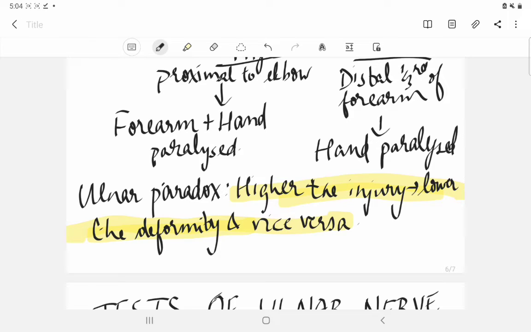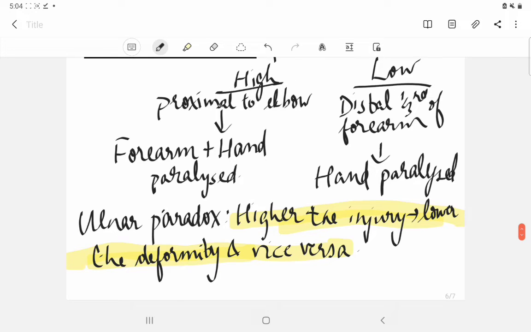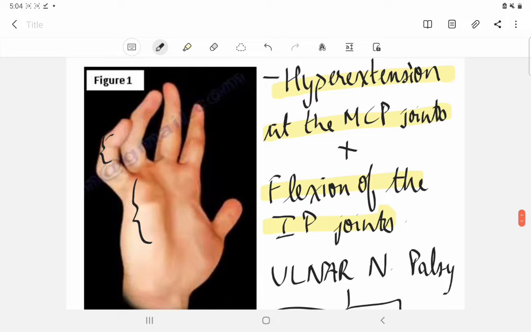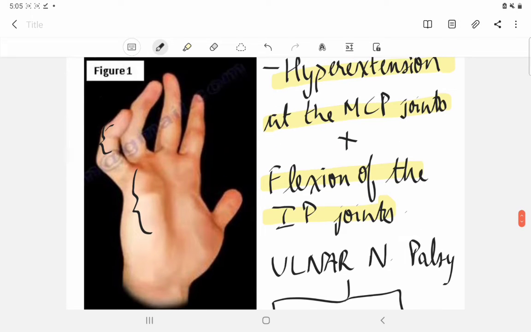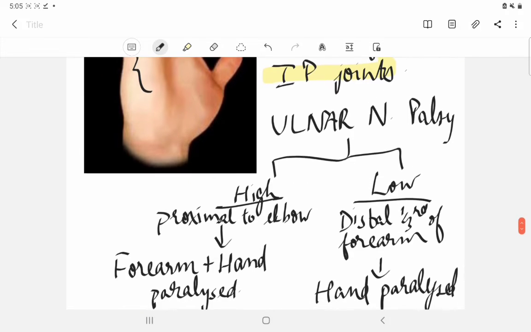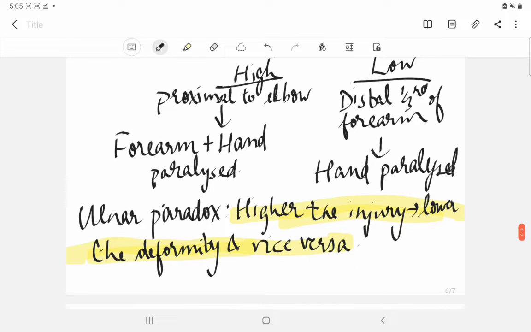And why does this occur? Basically, when the injury is higher, like we said over here, the forearm and the hands are paralyzed. So the flexor digitorum profundus is also injured. What is the action of the flexor digitorum profundus? The flexor digitorum profundus basically causes flexion of the interphalangeal joints, especially in the terminal phalanx, and this is what happens in the claw hand. So when the flexor digitorum profundus is injured, you will not have the flexion of the interphalangeal joints, and therefore there is less deformity when there is a higher injury.